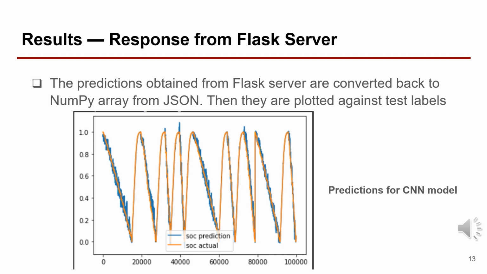The output collected from the server is in JSON format. When this JSON was converted back to an array, the array was plotted against the test labels that we already had from the dataset. In this case, I showed the figure for the CNN model. As you can see, the predictions are correct, and the SOC prediction and the actual SOC are really close to each other, which shows a really low error.